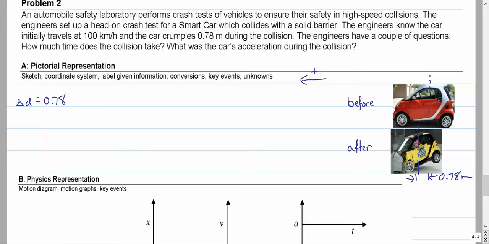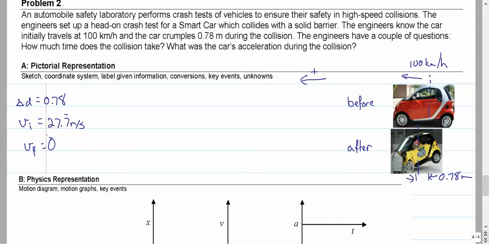Now, when it was originally moving, as it was coming in this way, it also had an initial velocity of 100 kilometers per hour. As we did our conversion in class, I'm not going to go through that conversion. But converting from kilometers per hour to meters per second, this would be 27.77777 meters per second. So that's our initial velocity. Notice that it's also in our positive direction, so it has a positive value. And then, of course, after the collision, my final velocity is equal to 0.